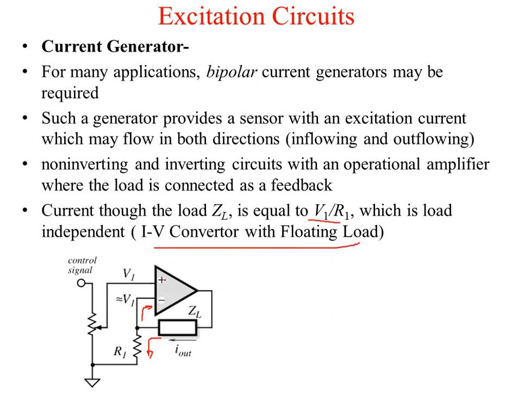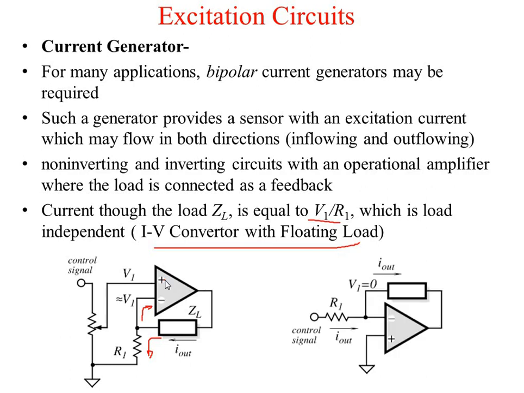So this is in non-inverting mode, and in inverting mode here it is the simplest circuit. The non-inverting terminal is grounded, so this inverting terminal is at virtual ground. Whatever current is there will simply flow through this branch, and you will get the I out, which is similar to V1 upon R1. So this is how you will get the current depending on what kind of control signal you are using, whether it is positive or negative. Depending on that, your I out direction will be decided, and you will be getting a bipolar current.